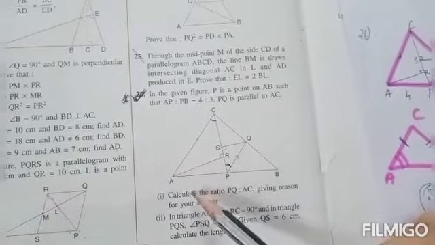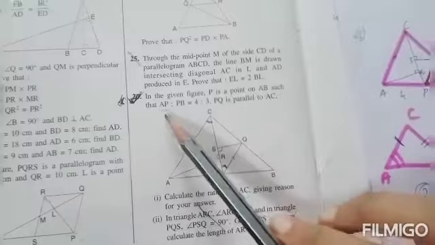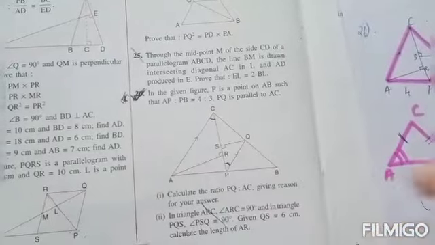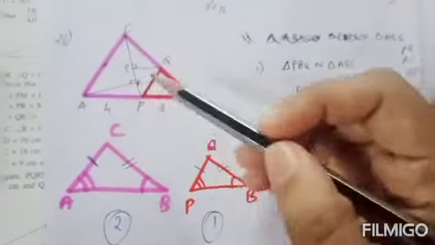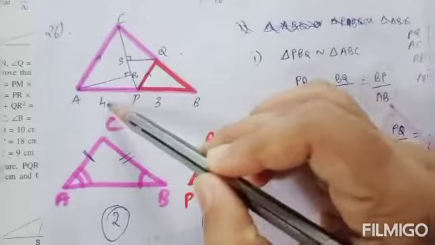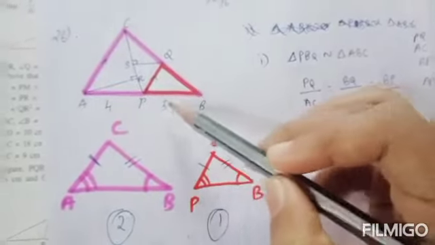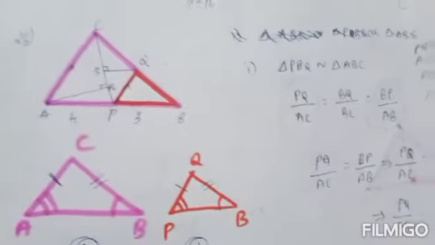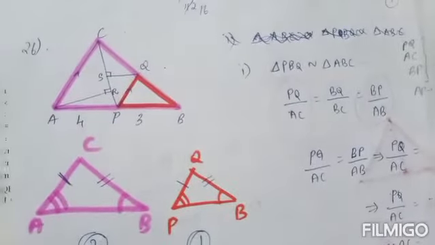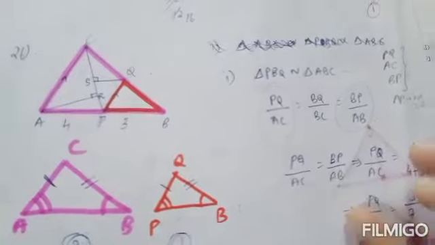So let us solve the first question. Given AP is to PB, the ratio is given as 4 is to 3. So this is our diagram. AP, you can take as 4 and PB, you can take 3. Okay, it is given the ratio is 4 is to 3. That's why. Now you need to select two triangles.